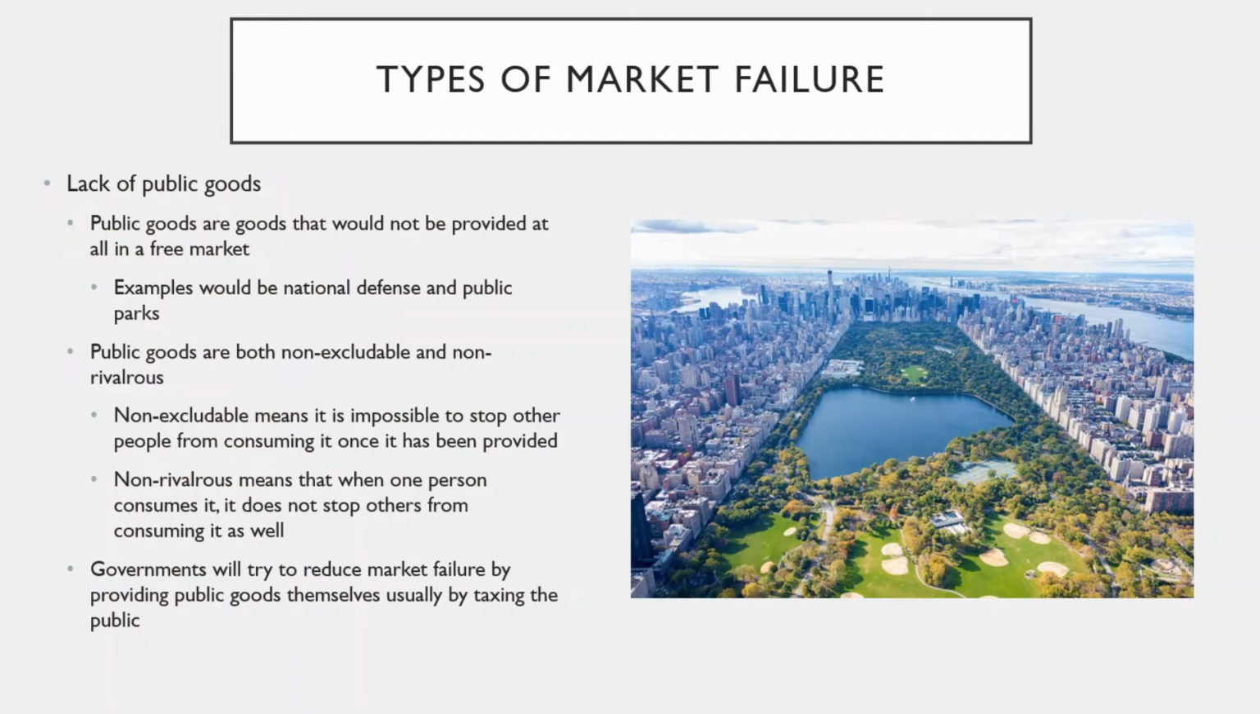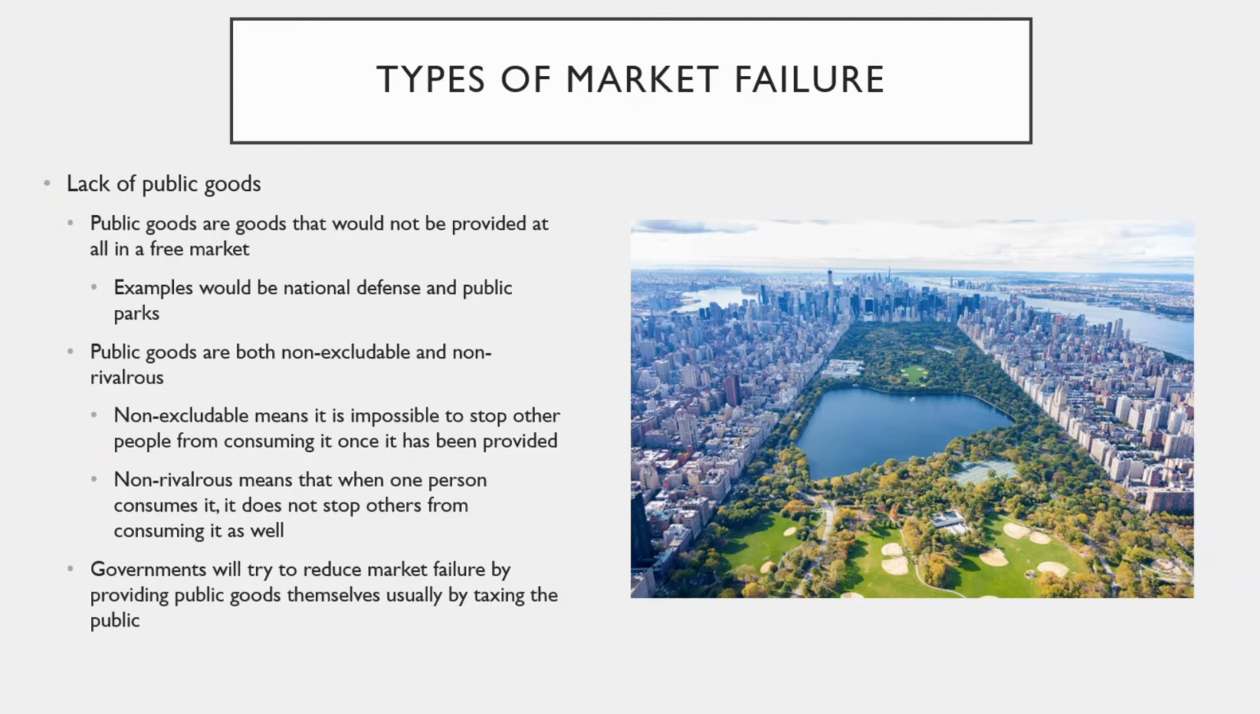So let's talk about other types of market failure. Other types of market failure are lack of public goods. Public goods are goods that would not be provided at all in a free market. Since they wouldn't be provided in the free market, the government does provide them.